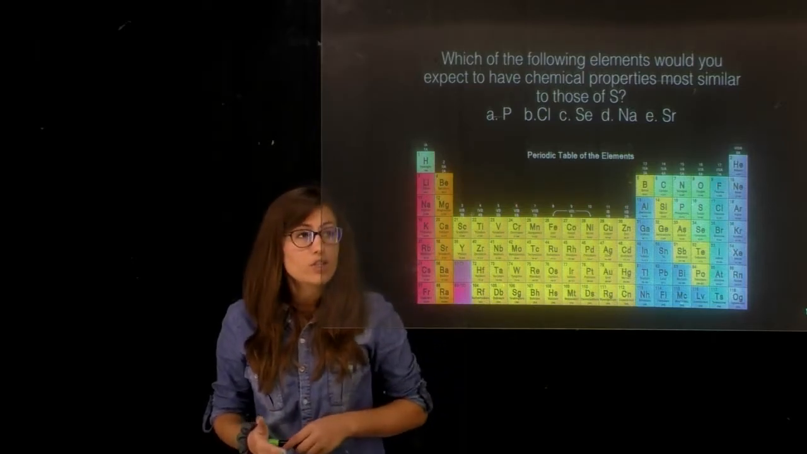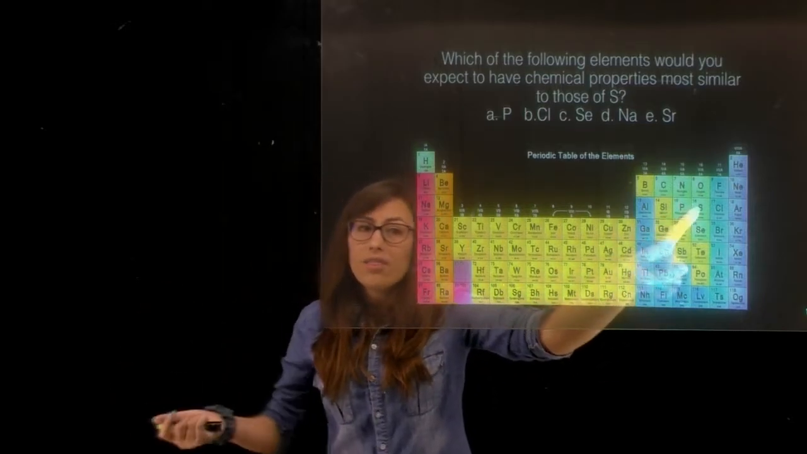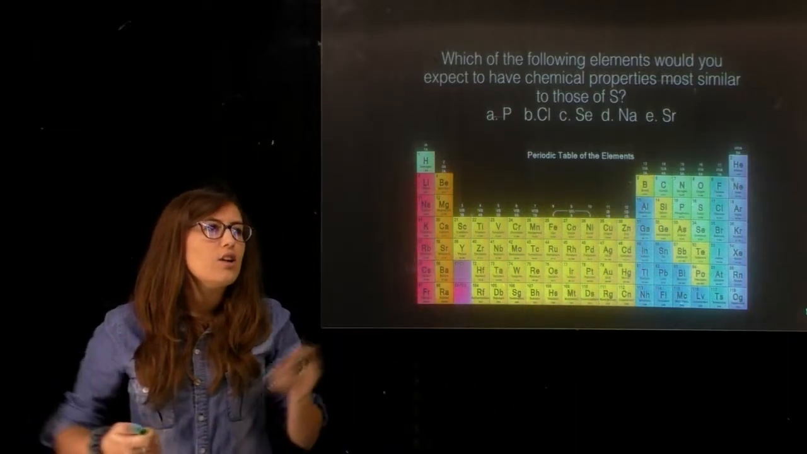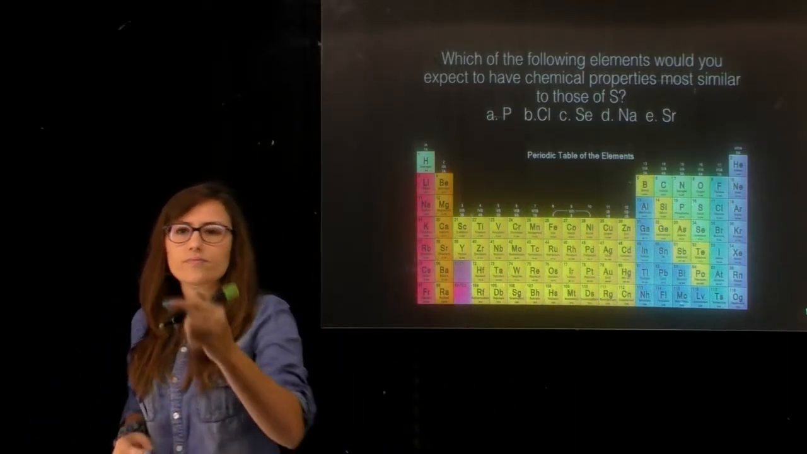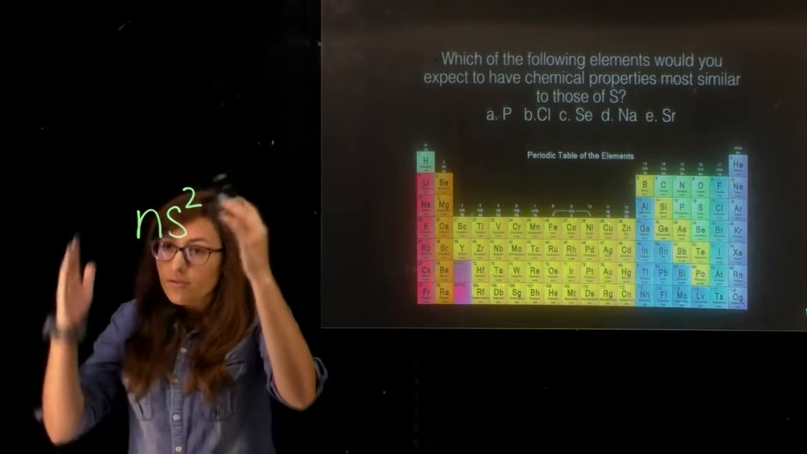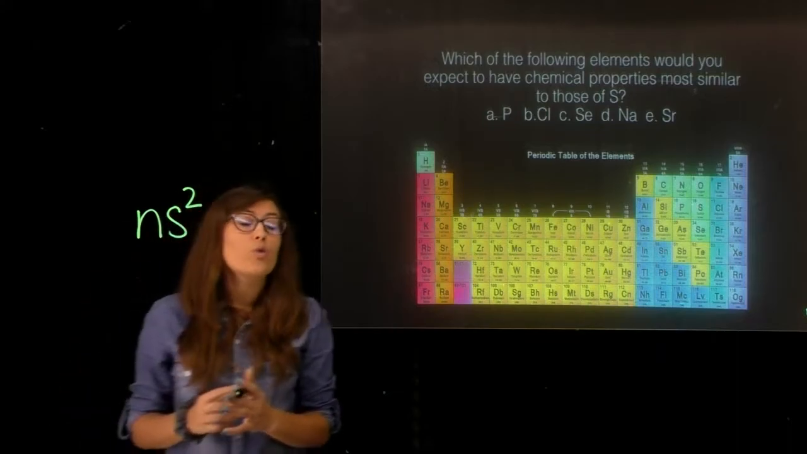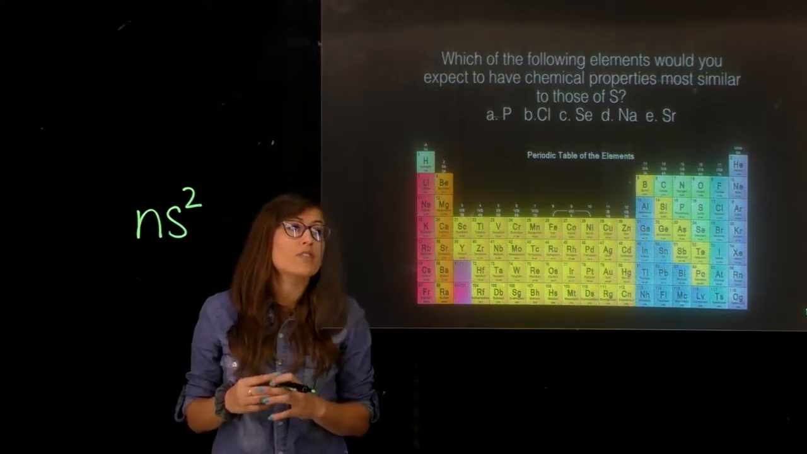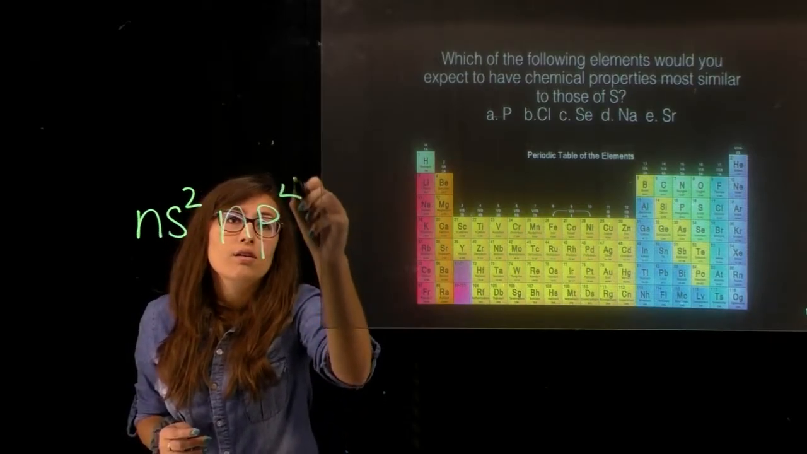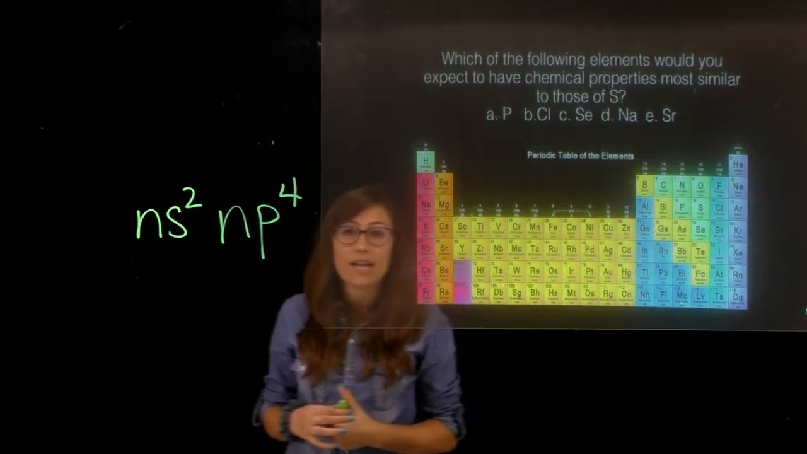So when we answer this question, we first want to identify where sulfur is on the periodic table. The next thing that we kind of want to identify is what are the valence electrons associated to that of sulfur. So sulfur has ns2, or this is the valence electrons that corresponds to that group that sulfur is located in, and np4. So sulfur has a total of 6 valence electrons.